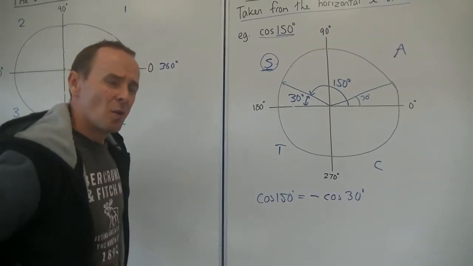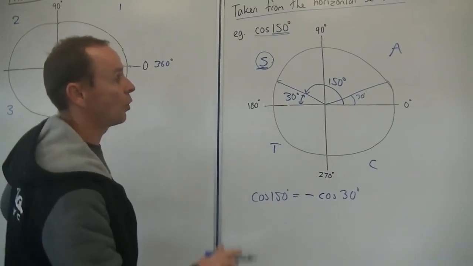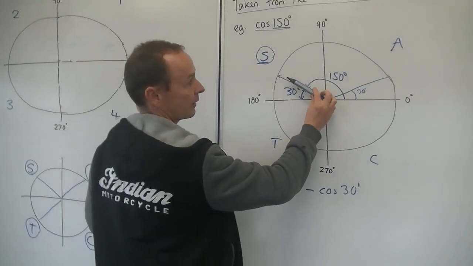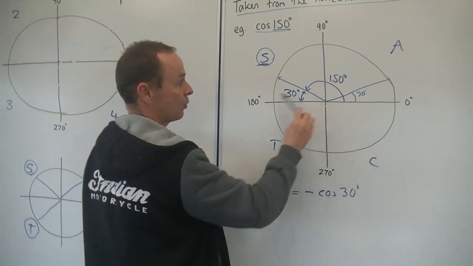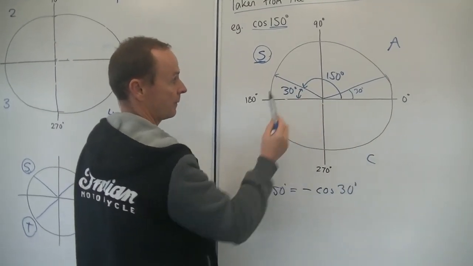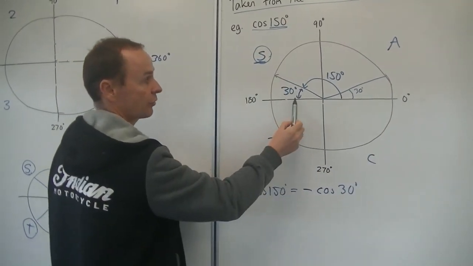You're probably going, what the heck, I still don't understand it. But all you have to do is put in the line at 150, work out the angle from the horizontal. We know that's 30. So cos 150 is equal to cos 30.